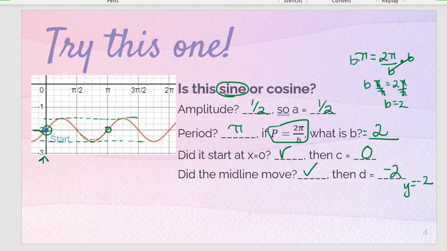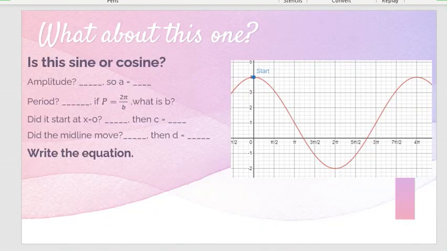Okay, so write the equation of the line. That's what I meant to say right here. It says it on your paper. Y equals, okay, I need the A, 1/2, and it is sine, so I don't write cosine, I write sine of, notice my B has changed, 2x. The C was 0, so I don't have to put plus or minus there, and D is -2. Done.